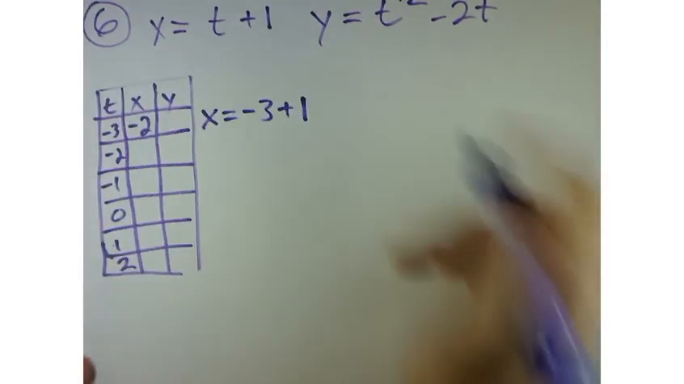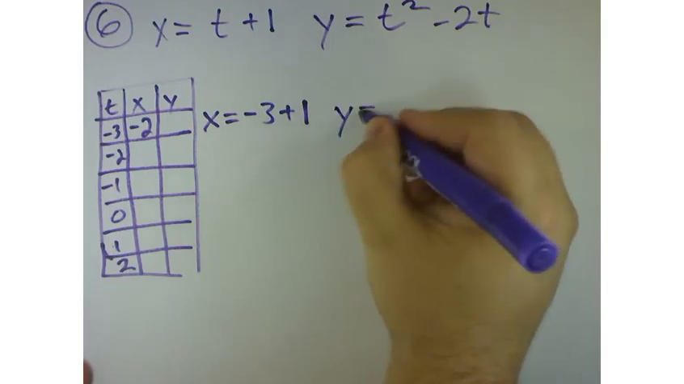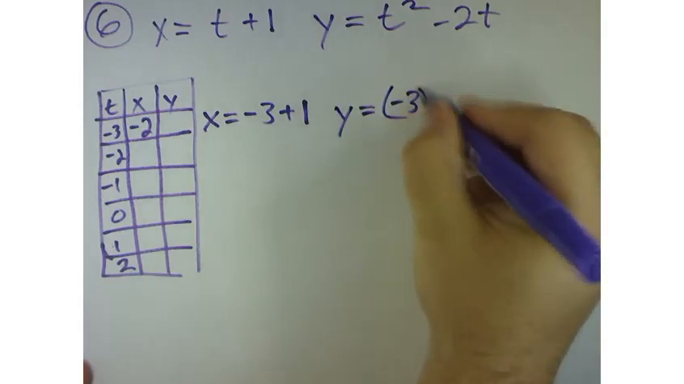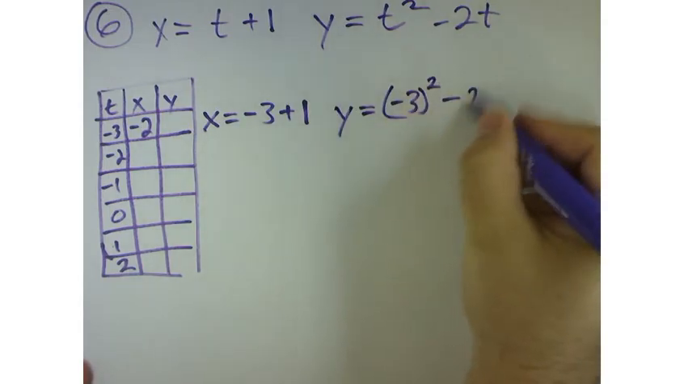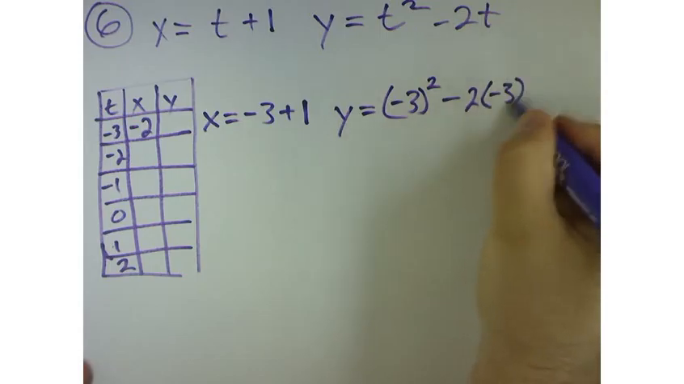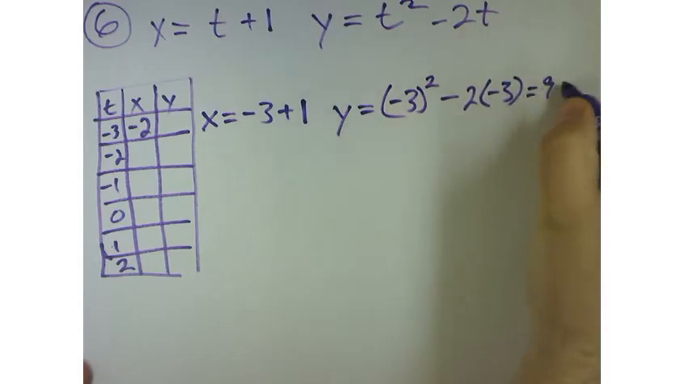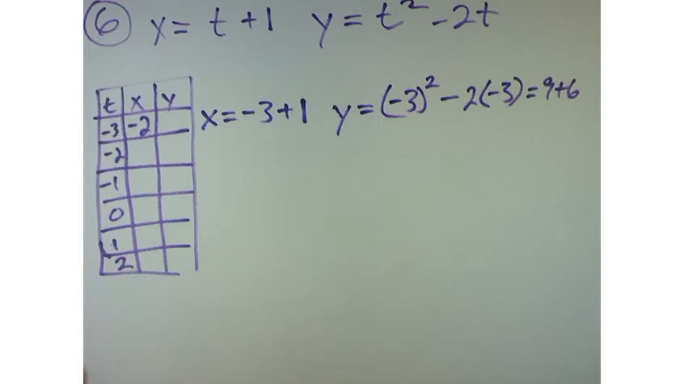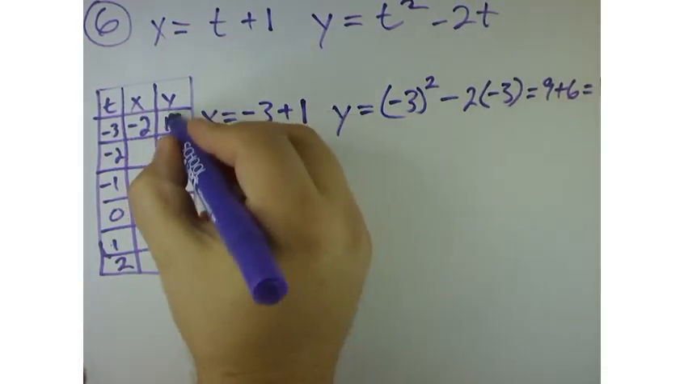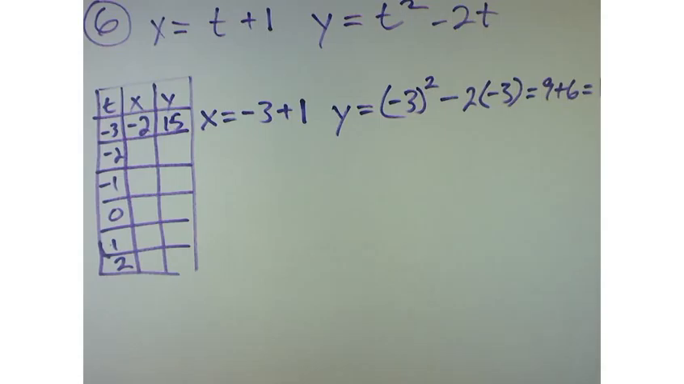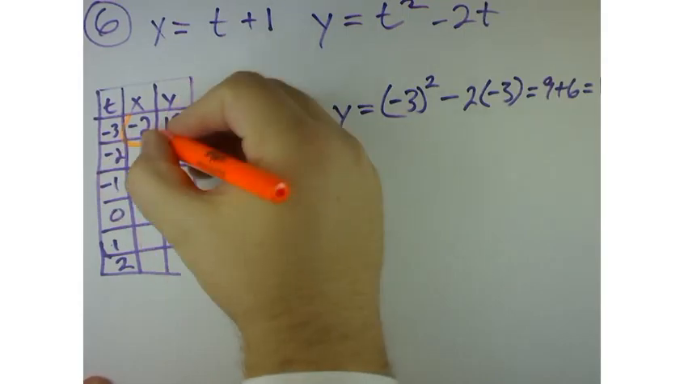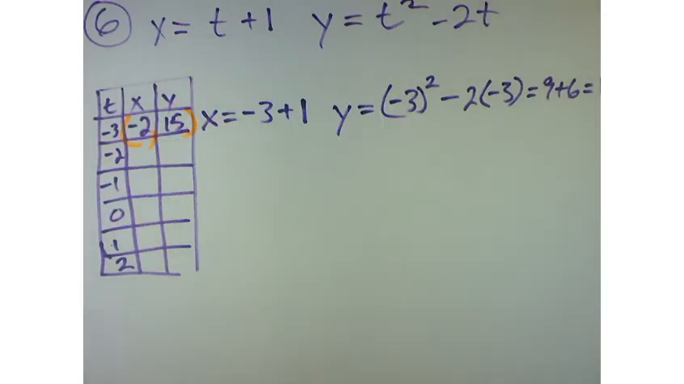Now I do the same thing with y. If I say y is equal to t squared minus 2t, then I say -3 squared minus 2 times t, which is -3. That gives me 9 plus 6. So what is my y value? 15. Now when we go to graph this, it's just like the regular Cartesian coordinate system, right? -2, 15.